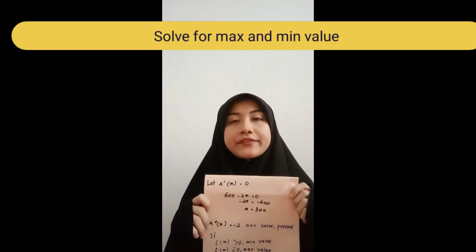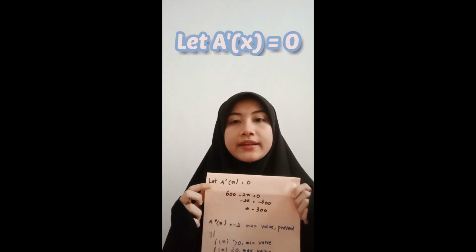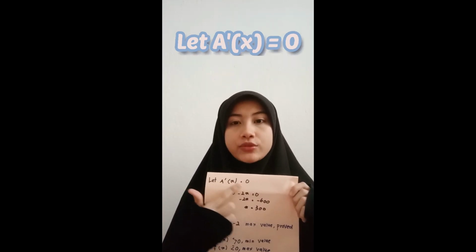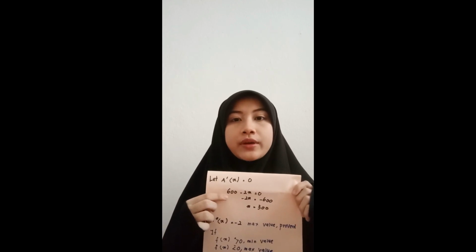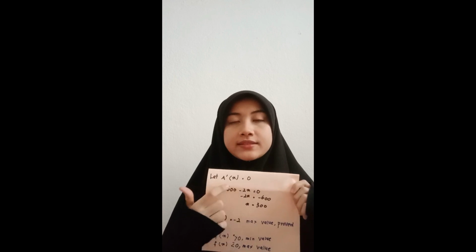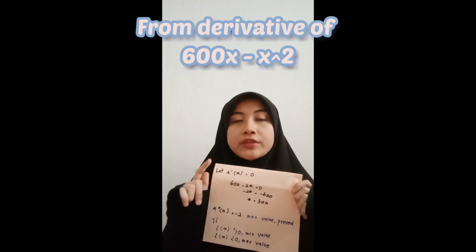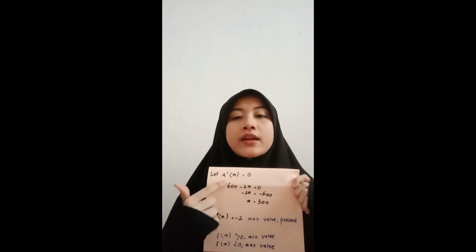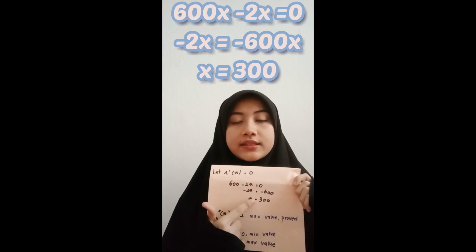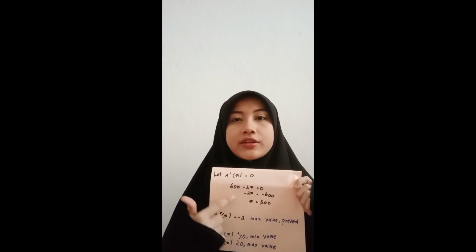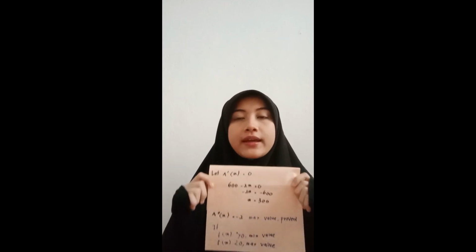In order to find the value of x, we need to use the derivative, A prime. So let A prime equal 0. So 600 minus 2x, which comes from the 600x minus x to the power of 2 that we just obtained before. So 600 minus 2x equals 0. So x is equal to 300, but this is not the answer for the minimum or maximum value. This is just the value of x.